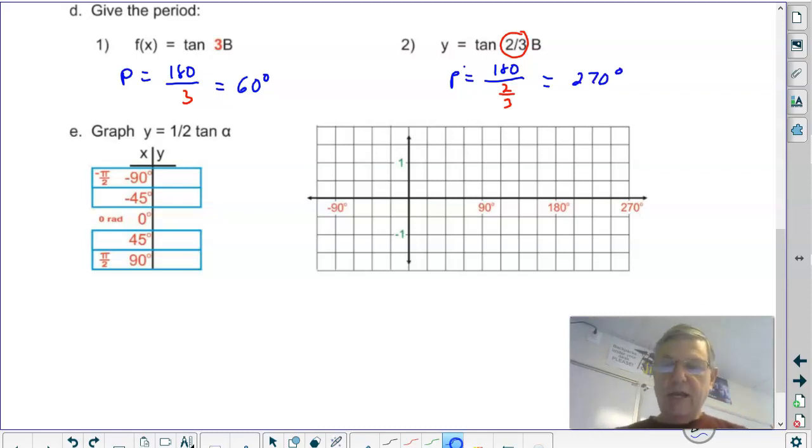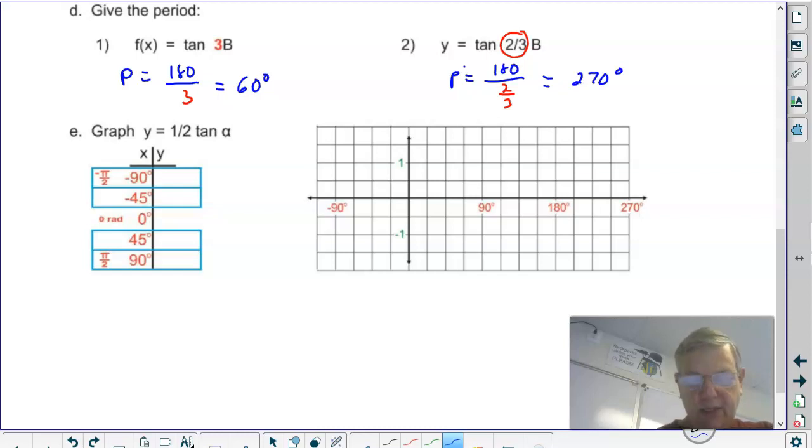So we have a change now in the period of the wave, the length of one wave. In the first one it's 60, in the second one it is 270. All right, okay, so now that we know that, let's go ahead and graph y equals 1/2 tangent A.